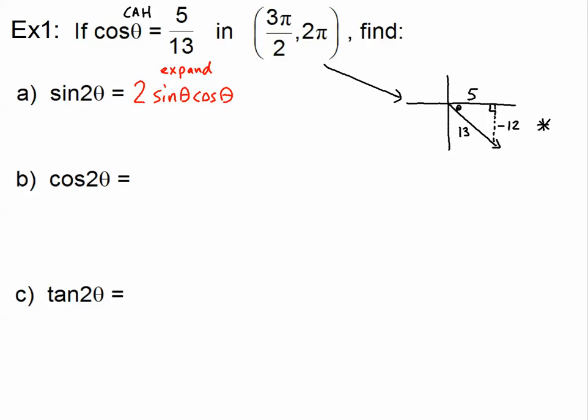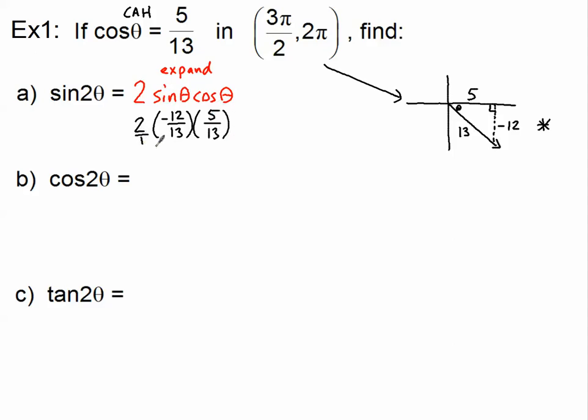Watch out for your signs. Okay, now that I have the picture of my angle, I have cosine, I have sine, I have whatever I want. I've got tangent if I want it. So now that I've got my expansion here, I've got 2 times my sine value. Well, my sine value is opposite, negative 12, divided by hypotenuse, 13. So 2 times negative 12/13 times my cosine. I could look at my picture again, or I could look at what was given, 5/13.